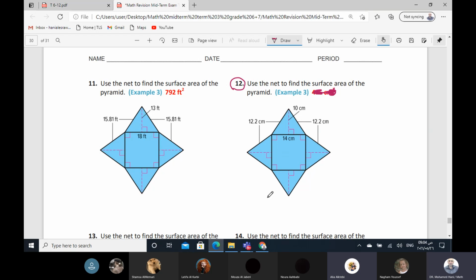Mr., Alia, is the answer 476 centimeters squared? Maybe, Alia, thank you. Who has a different answer? Mr., Nagam, is the answer 414.8? Maybe, Nagam, thank you. Who has a different answer?